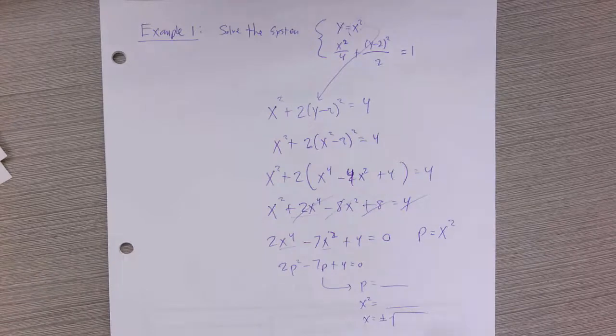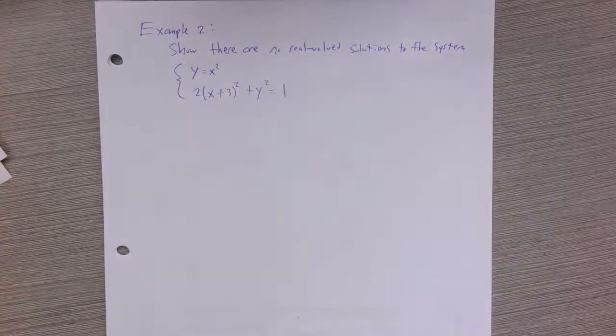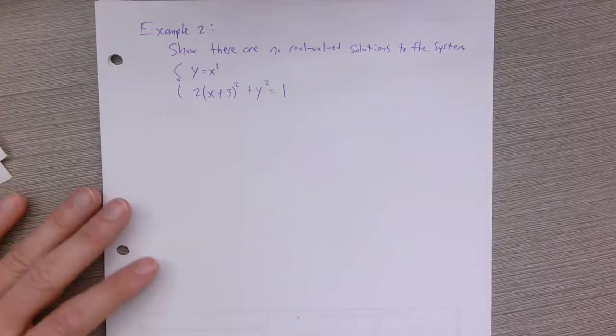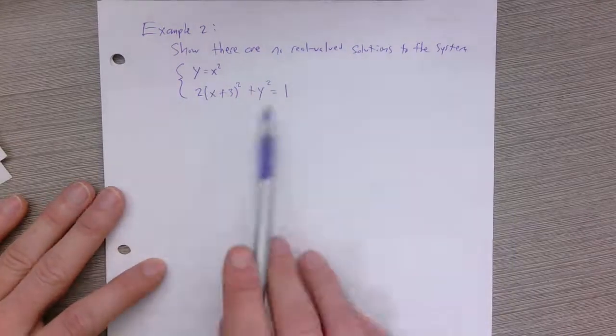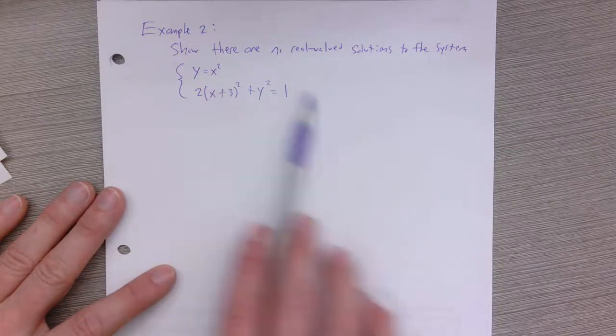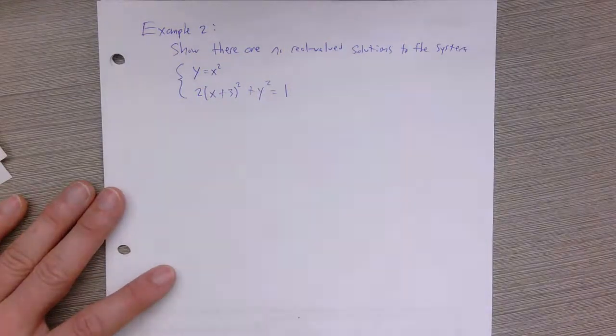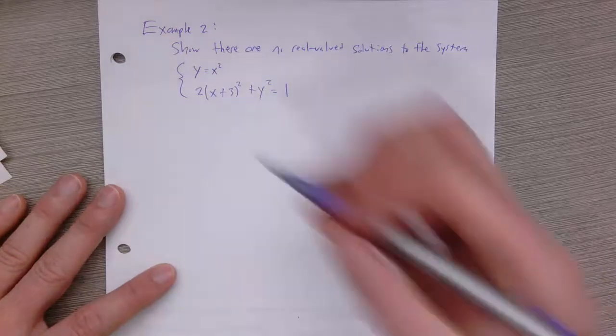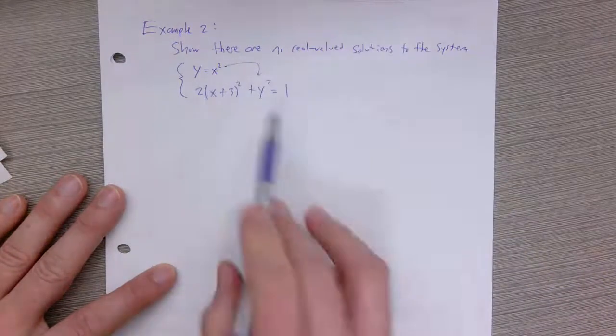Let's look at example number 2. So this was the one that we thought so hard about in class. This is a parabola. This is an ellipse. They have no intersection points. So another way of saying that is that this system should have no real valued solutions. But we had a devil of a time trying to figure out how to actually prove that that was the case. What we did in class was we made this substitution.